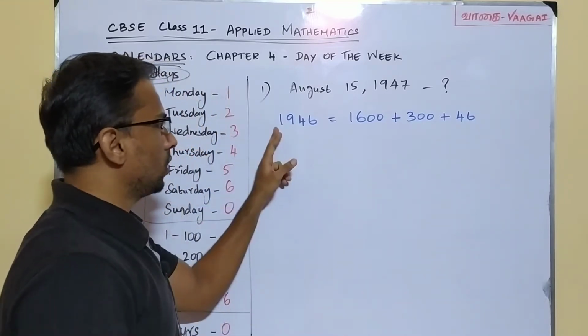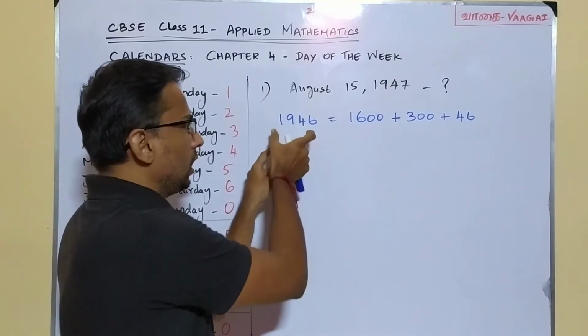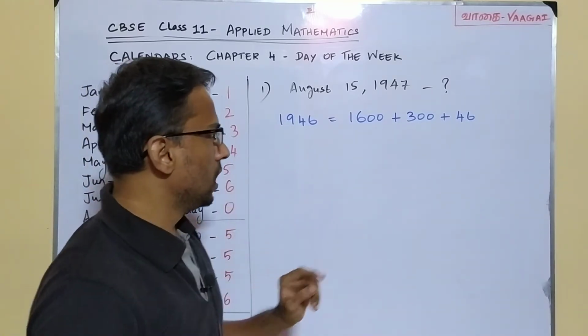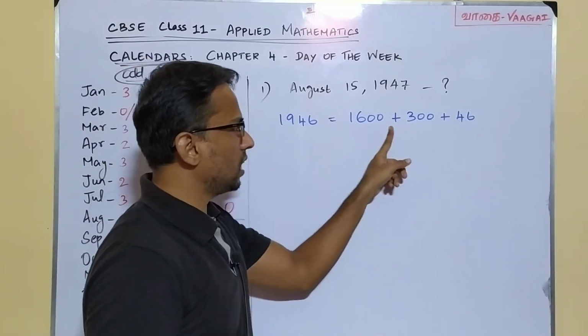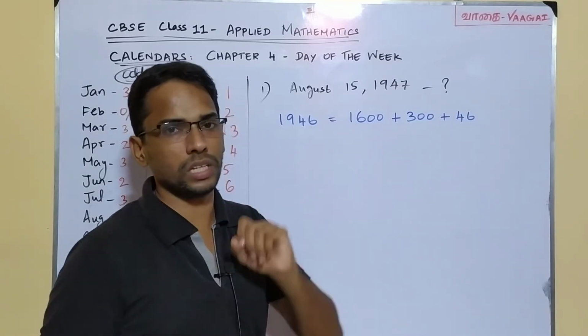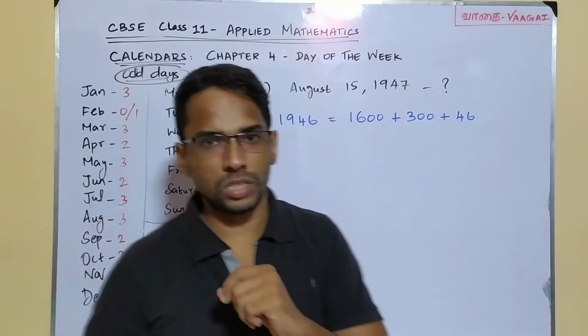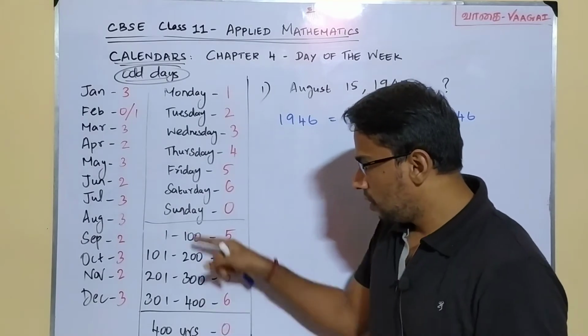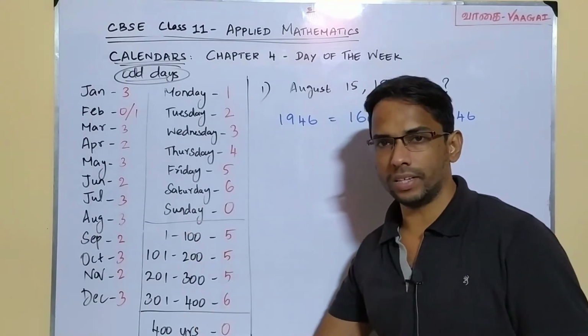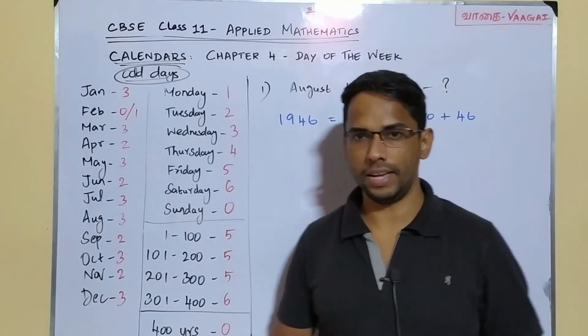Yes, so 1946 is our required number what we have here. What I did is first I am taking this 1600. Why? Because we already know the fact that for every 400 years there are 0 odd days.